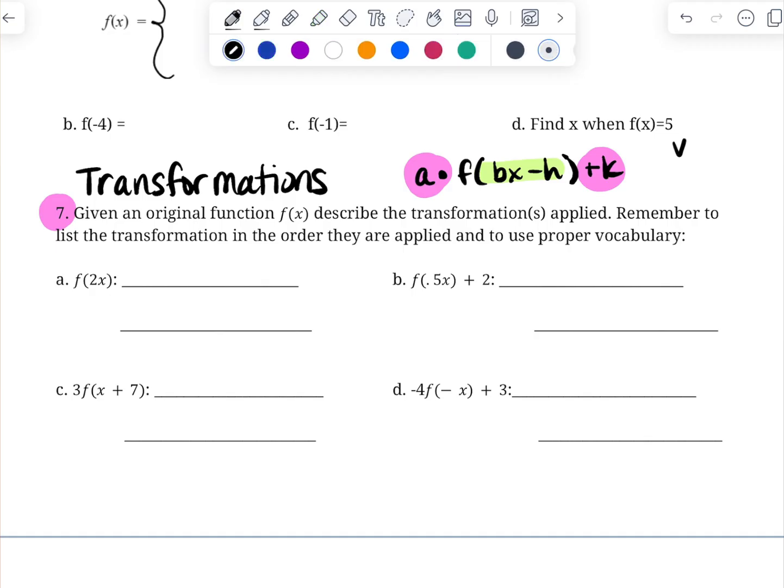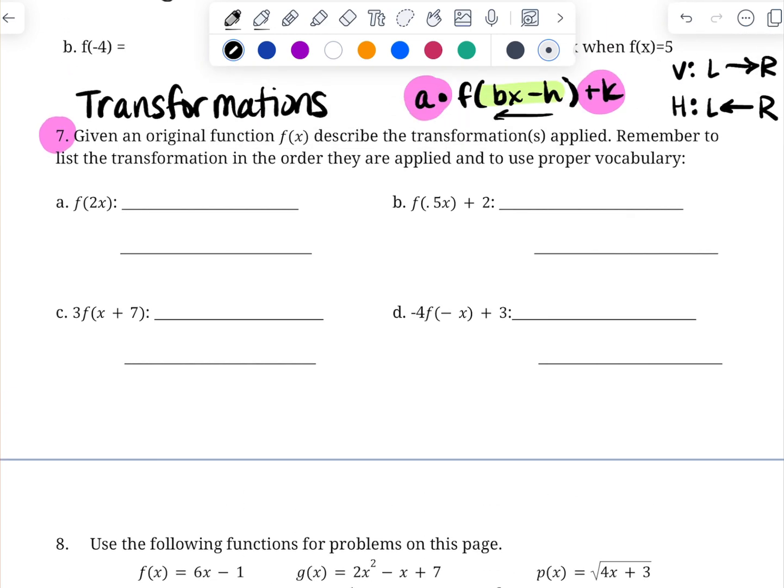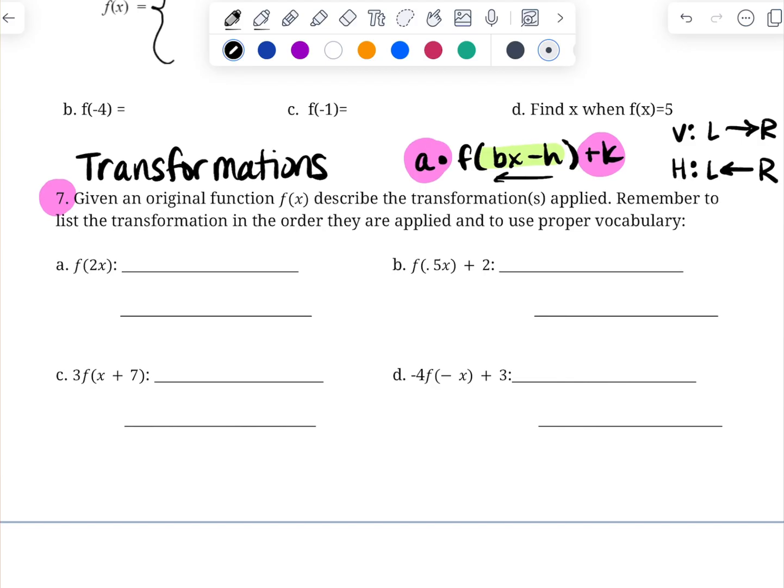And remember, vertical, I'm just going to use the letter V. The order is left to right. That's your order of operations. And then your horizontal transformations, remember, you want to go from the right side backwards to the left. You want to go this way. All right. And it looks like, as I'm looking at these, the only one that's really going to have that trouble is D. Okay?